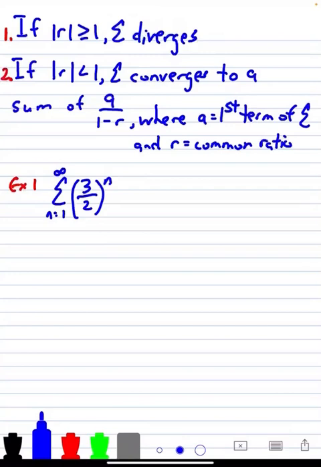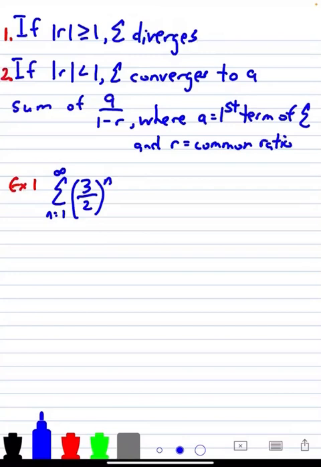If the ratio, or better yet, the absolute value of the ratio is greater than or equal to 1, the series diverges. Say it again. If the ratio is greater than or equal to 1, the series diverges. Now, if the ratio is less than 1, the series converges, but it converges to a sum of A over 1 minus R, where A is the first term of the series and R is the common ratio.